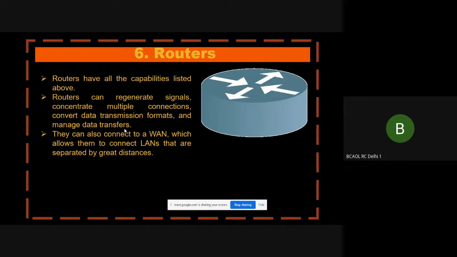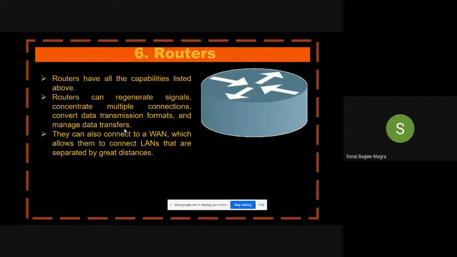So they can also connect to a WAN, which allows them to connect LANs that are separated by great distance. Basically, bridges were only aligned to connect two or three LANs of a similar network. But a router can connect dissimilar networks also. WAN and LAN can be connected, wide area network and local area network. Can you understand? Yes. Right?